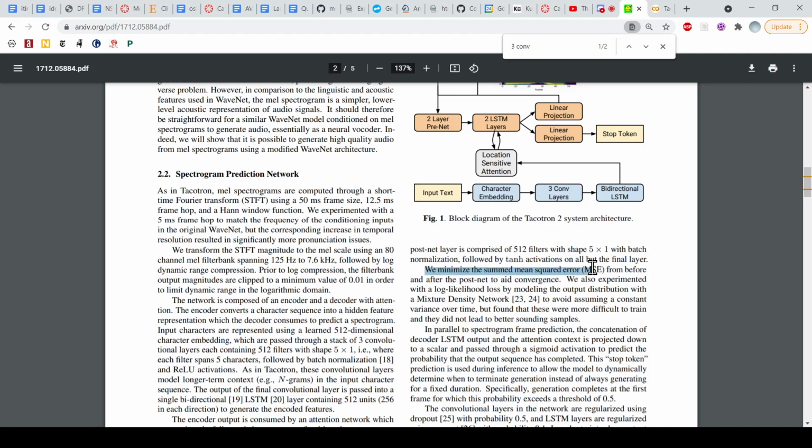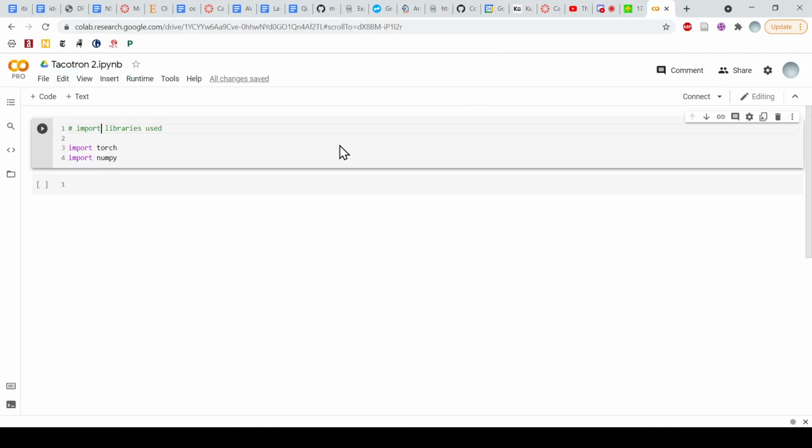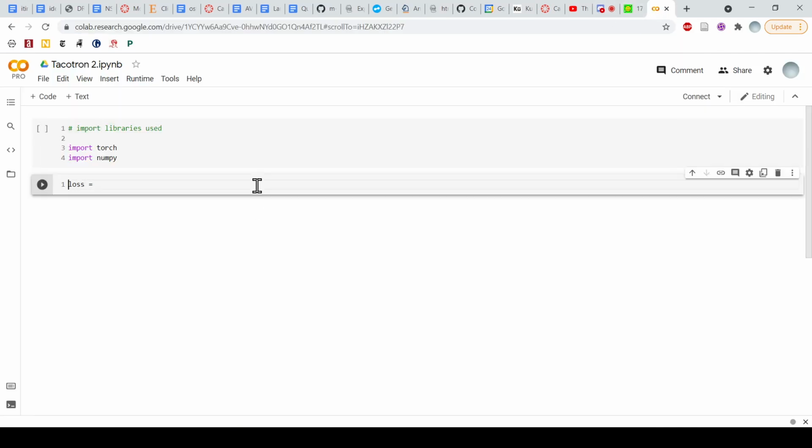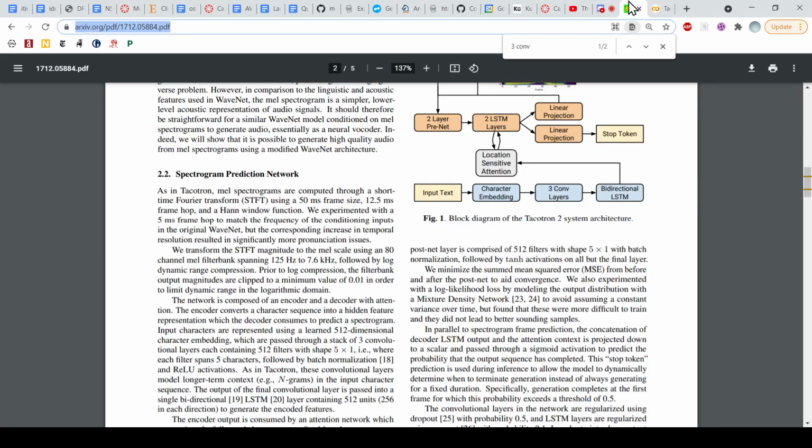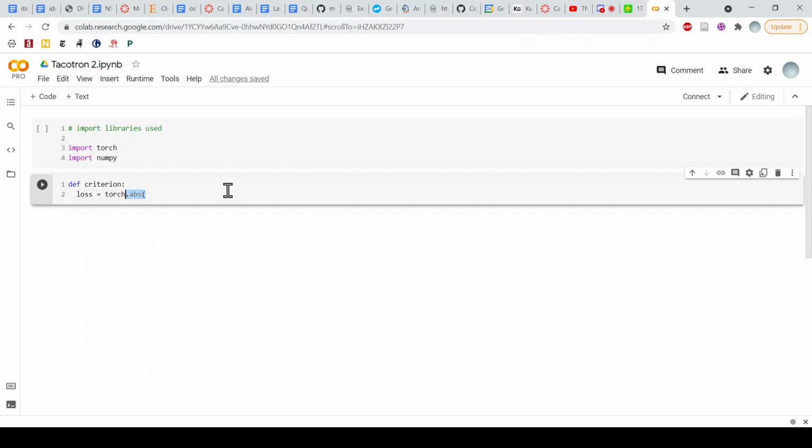Okay, so let's talk about the summed mean squared error. In fact, I'll just write it here. Loss equals, in fact, define a criterion, so I'm going to define how it determines the loss. And the loss is going to look like torch.square. So we're going to take the summed mean squared error, where the error is the target minus prediction, and we're squaring that.